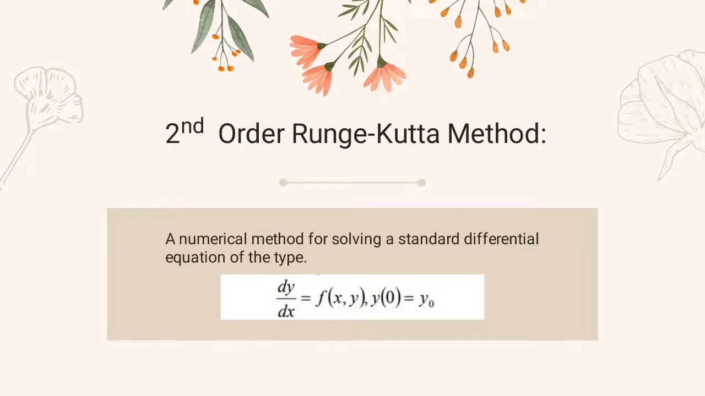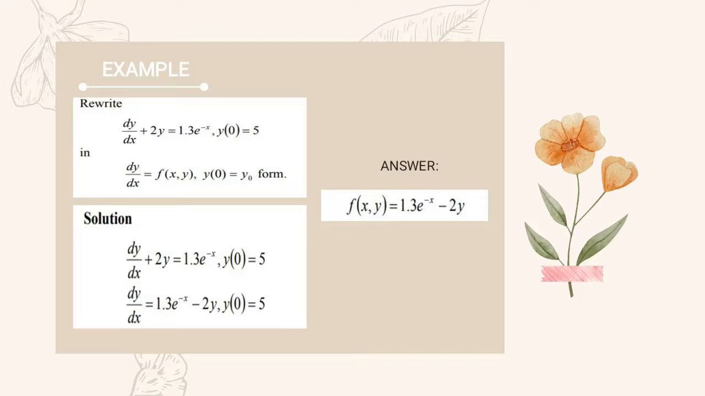So, the second order Runge-Kutta method. It is a numerical method for solving a standard differential equation of the type. Only first order differential equations can be solved by using the Runge-Kutta method. In other sections, the Euler and Runge-Kutta methods are used to solve higher order ordinary differential or coupled differential equations. So this is the example of the Runge-Kutta method.